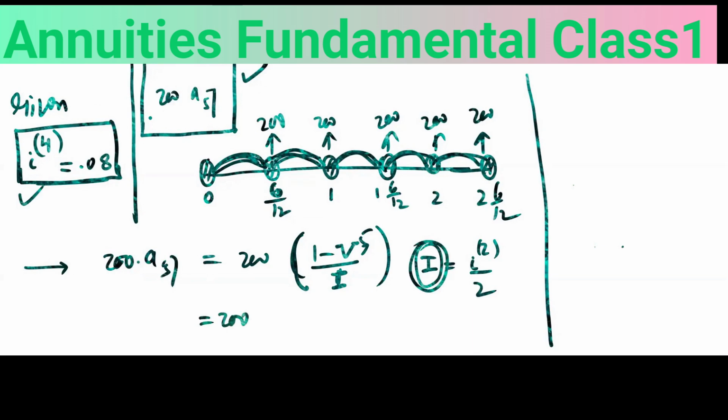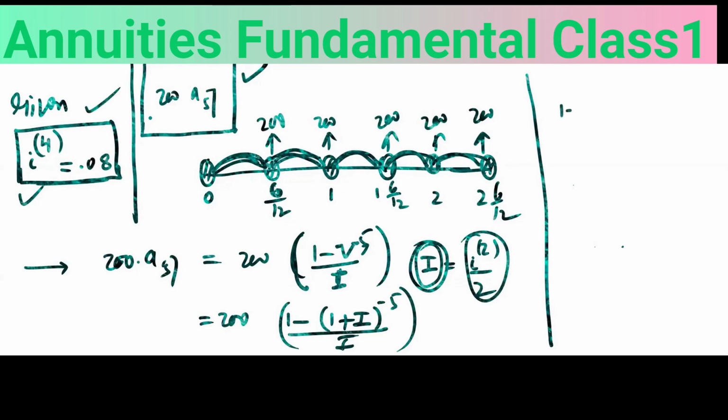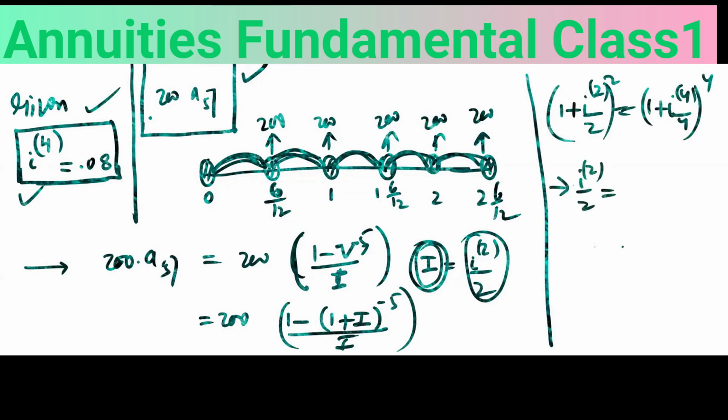We need I and V, or if you don't want to write V, you can change it to I. See, they are connected. This is the formula. So once you know capital I, you can put it here. So what is capital I? I2 divided by 2. How can you find I2 divided by 2? This is given here. So you write the formula: (1 plus I2 divided by 2) squared is equal to (1 plus I4 divided by 4) to the power 4. So you solve this equation; I4 by 4 is given, that is 2%, so 1.02 power 4.